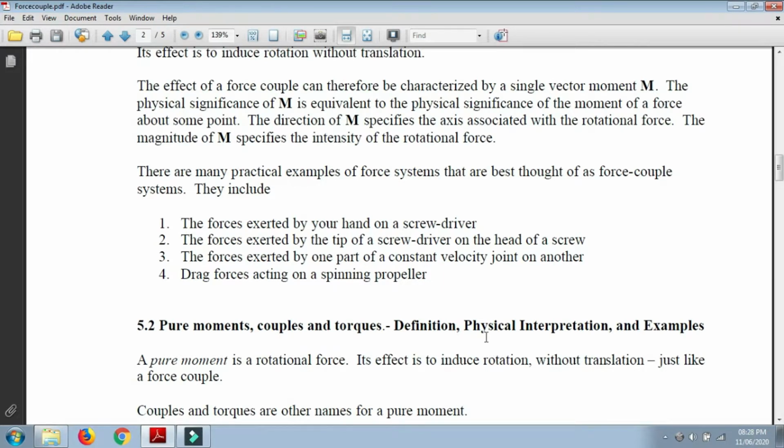These constant velocity joints, if you see a bus or a truck, you will see below there is a propeller shaft which powers the rear wheels. Those joints, in which the propeller and the prop shafts are connected, are constant velocity joints. Then another example is a drag force acting on a spinning propeller. The best example of spinning propellers you can see on Fokker planes. Then submarines, if you look at the rear of the submarines, there is a rudder. It also creates a drag force.